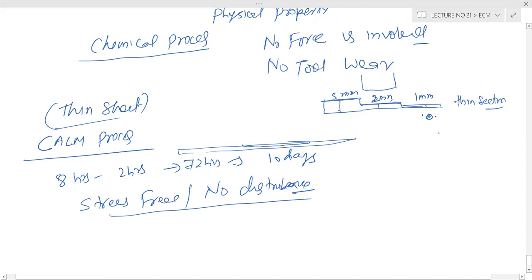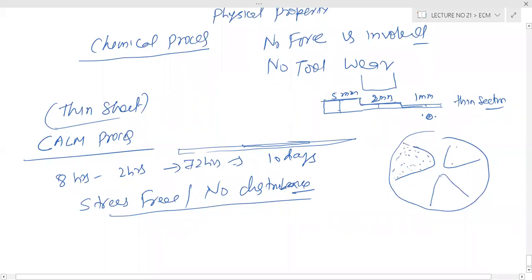And suppose you want to remove material from here only. So the other part you cover with the mask, that is the insulator, and then by this process only, where there is a movement of ions, machining will be done. So what is this? It is a propellant tank.